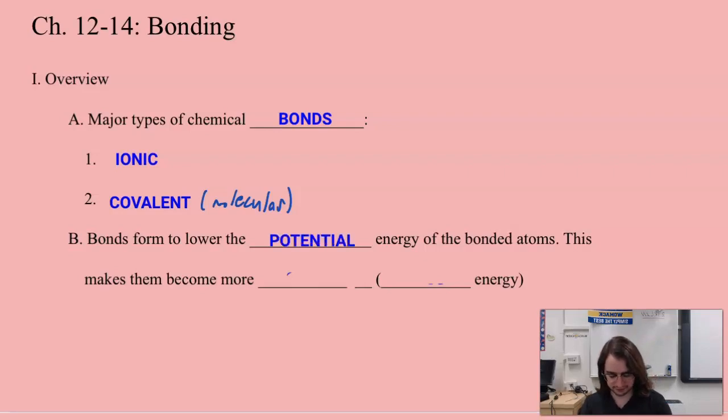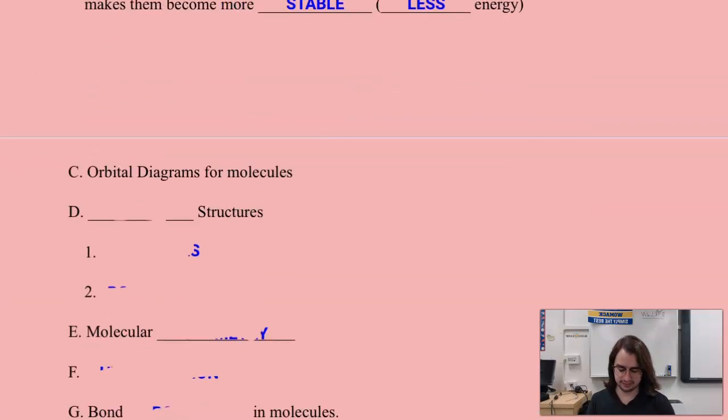Now, bonds form in elements in order to form a sort of stability amongst those elements. So we have potential energy in each element, and they form those bonds in order to reduce potential energy. And when they do that, they make themselves more stable. So bonding is a pursuit of stability. That's why they bond. Let's keep going.